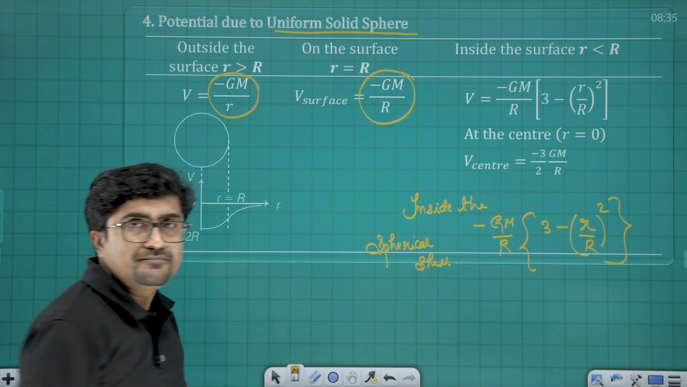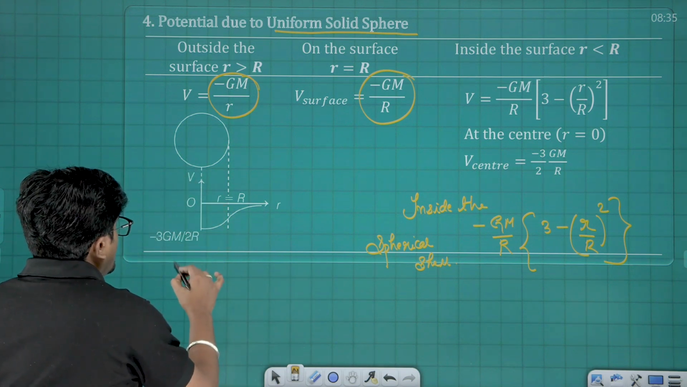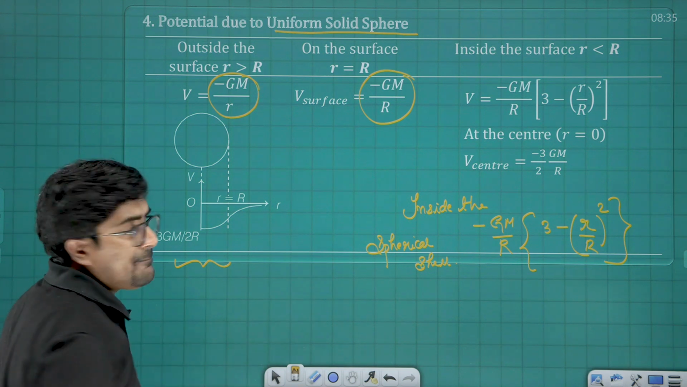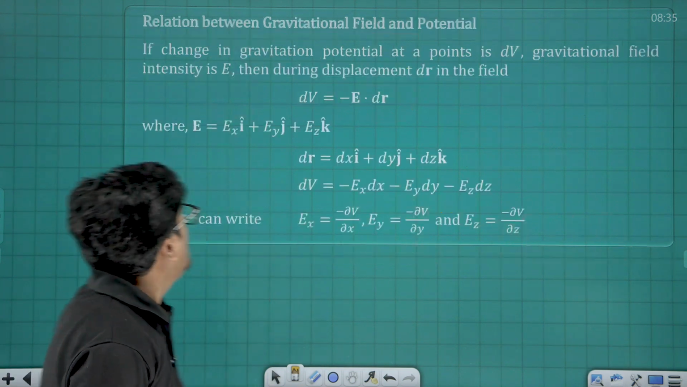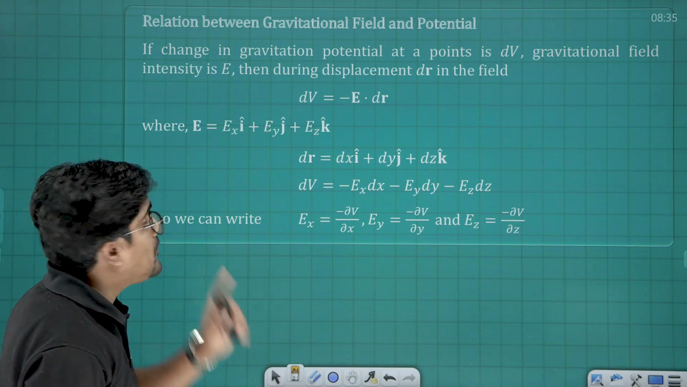Inside the spherical shell, this is going to be the case, and this is how we can show the graphical variation for the same. Is that fine? Moving to the next, that is the relation between gravitational field and potential.